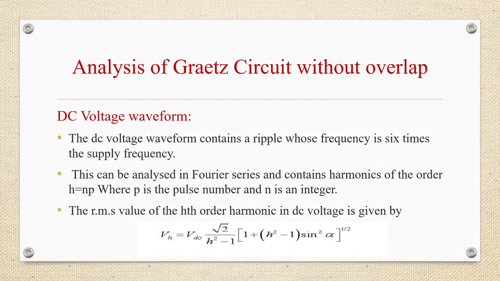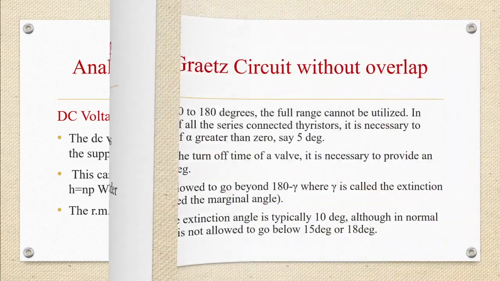Now, let us see the DC voltage waveform. The DC voltage waveform contains ripple whose frequency is 6 times the supply frequency. This can be analyzed in Fourier series and contains harmonics of the order h equal to np, where p is the pulse number and n is an integer. The RMS value of the h-th harmonic in DC voltage is given by Vh is equal to Vd0 root 2 by (h square minus 1) into [1 plus (h square minus 1) sin square alpha] whole power half.